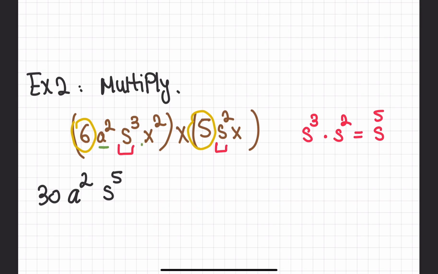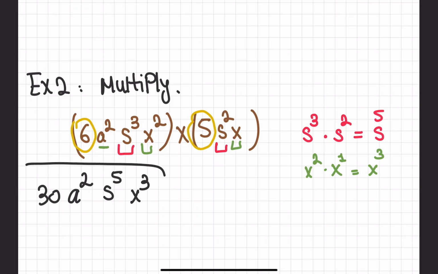Here I have x squared, and just here I have x. So x squared times x is going to be 2 plus 1, here is x to the power of 3. And here I have x to the power of 3. So this is my answer here.